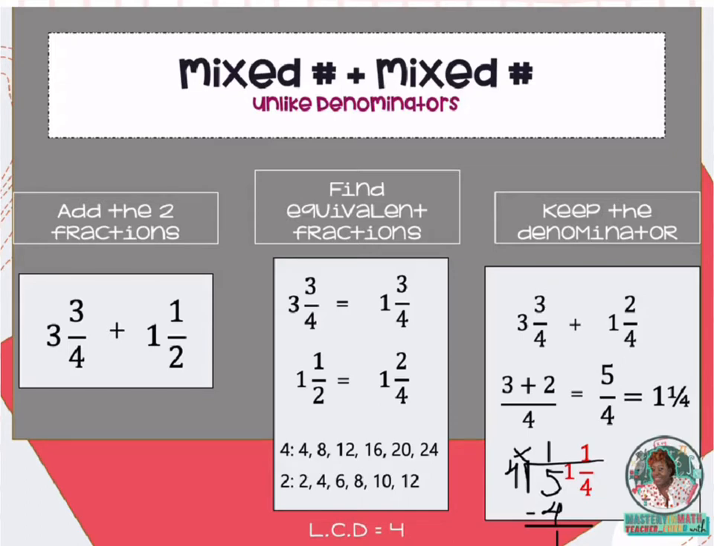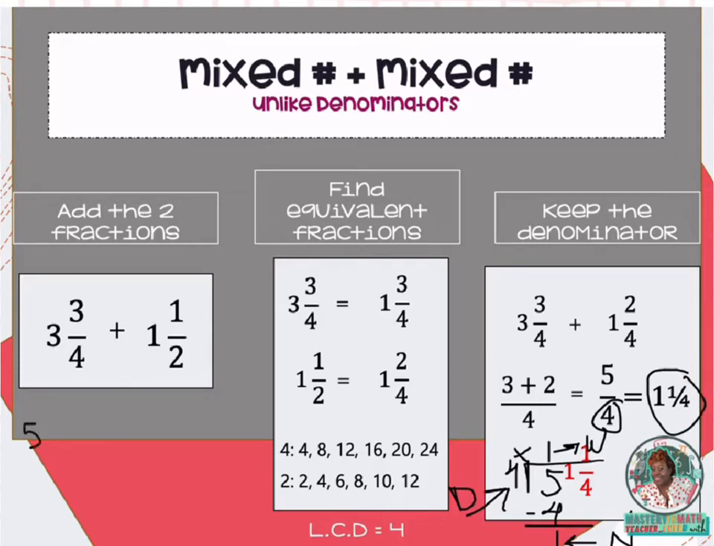You turn your improper fraction into a mixed number. And the top number is our whole number. So I'm going to put W for whole. The remainder is our numerator. And 4 remains as your denominator because that's what we've been working with. And here's your final answer.